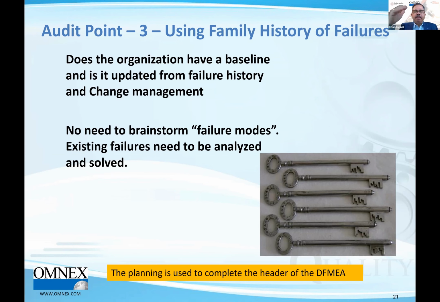Today, we're running the same product families again and again and again. Did you look at your existing failures? So we call this, does the organization have a baseline and is it updated from failure history and change management? As you all know, both of these are requirements of IATF 16949 that it comes back and updates the FMEA. All right, so ask for it. Audit point 3.